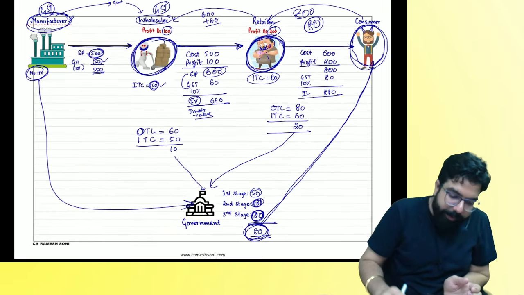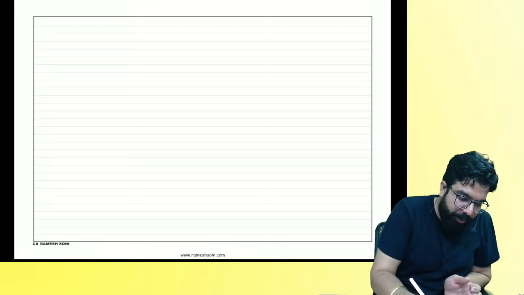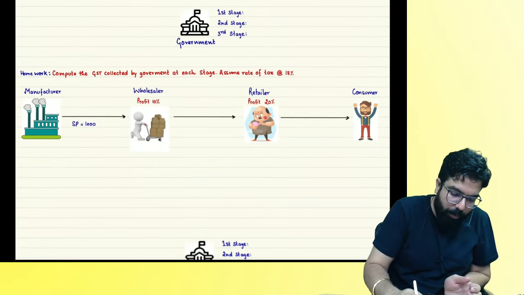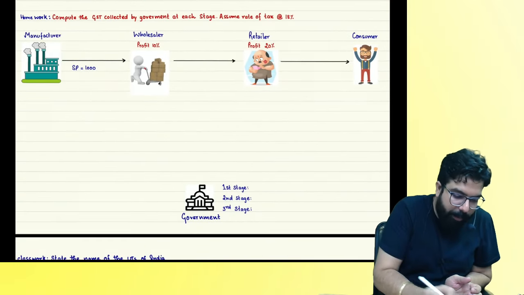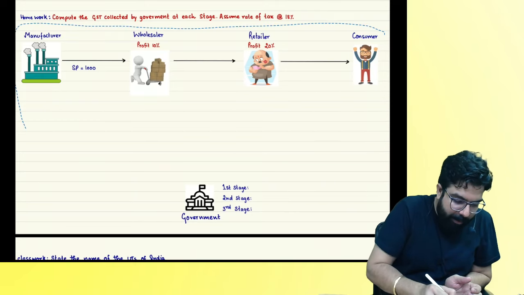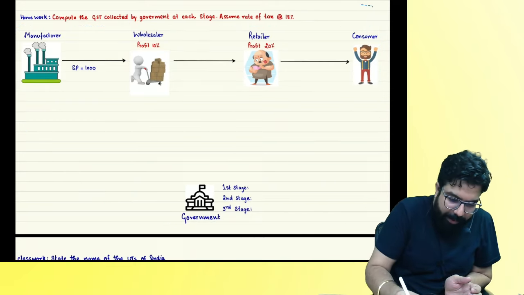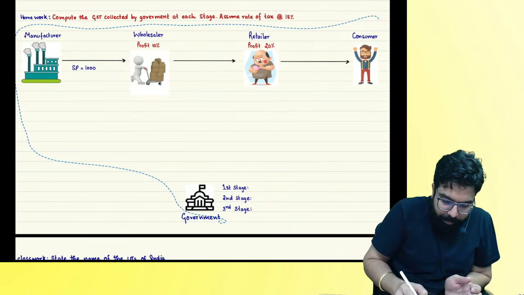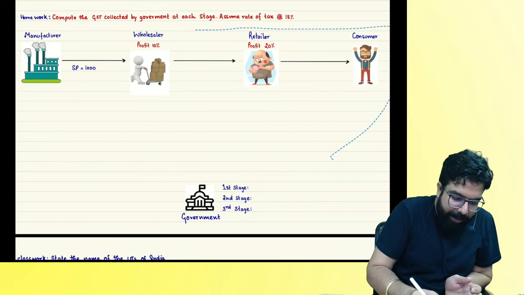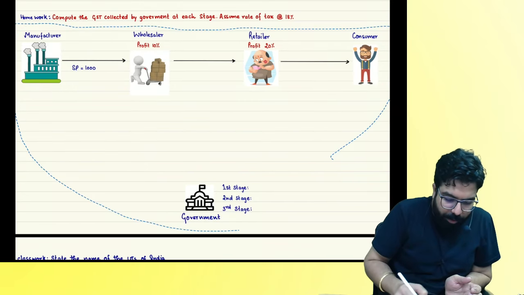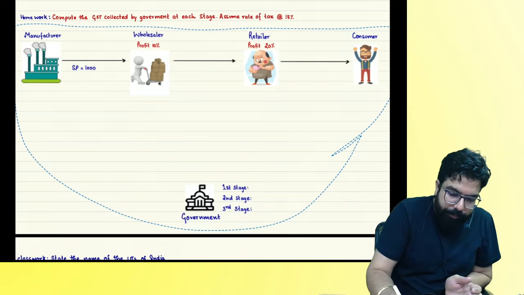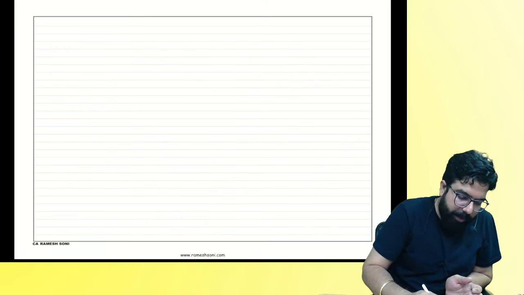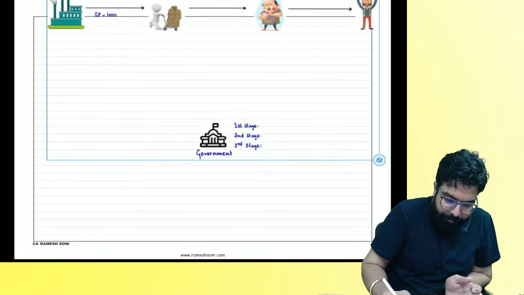Chalo, I'll do one thing, everyone. I'll give you one more question. You try it and then we'll go ahead. Sir, what is this notes? This is what I am drawing and bringing so that every day we can understand it in the class. So that I can give you examples in the class, I've just drawn it. Chalo, you draw it over here.